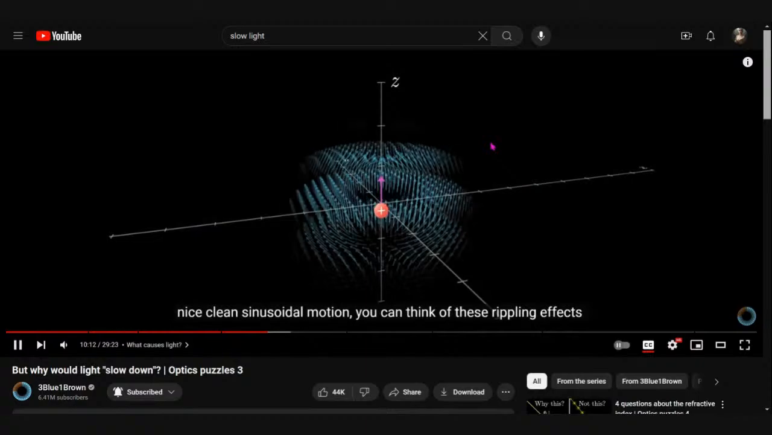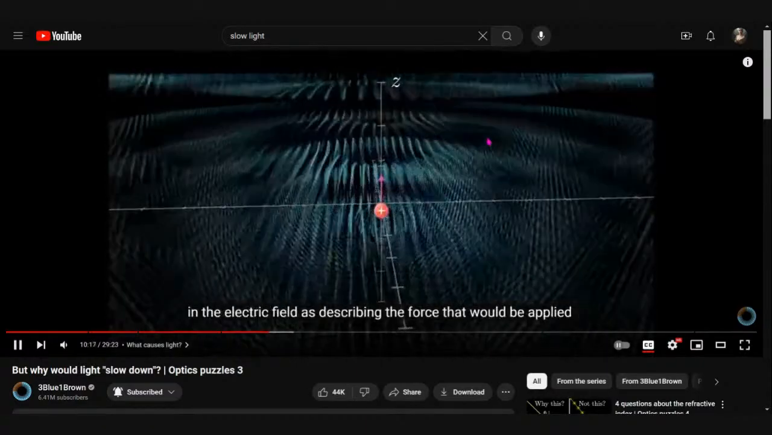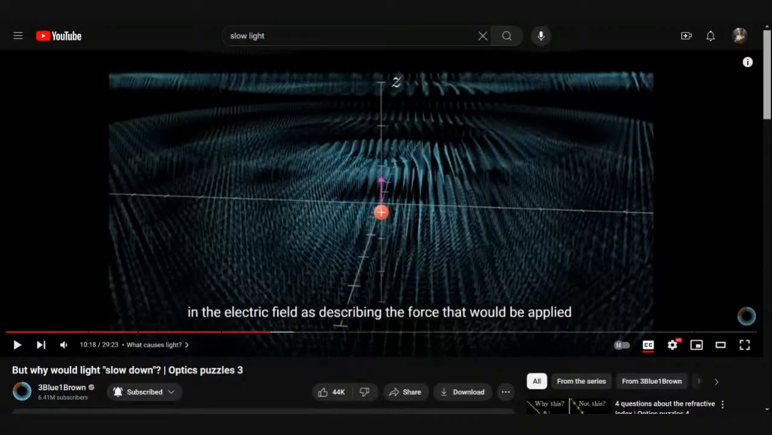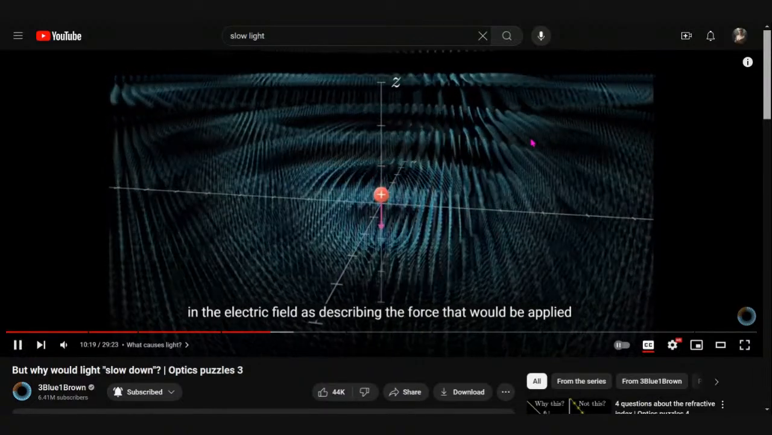And down in a nice clean sinusoidal motion, you can think of these rippling effects in the electric field as describing the force that would be applied to another charge sitting there as a result of that past acceleration.